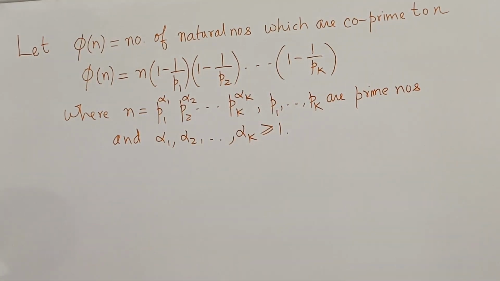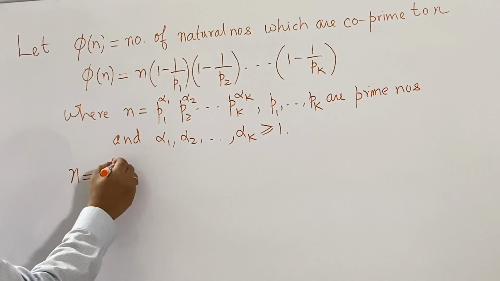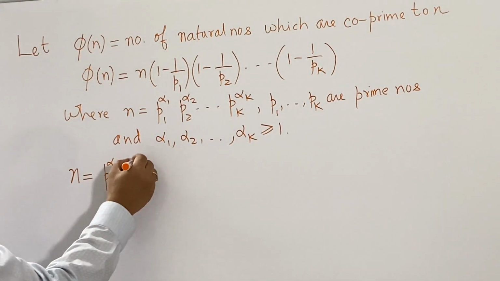So how do you prove this result? We will first show this result for numbers which have only two prime factors. The motivation being that this would give us an intuition behind the proof, and then we will see the proof in the general case. Now suppose n is equal to p1 to the power alpha 1 times p2 to the power alpha 2.